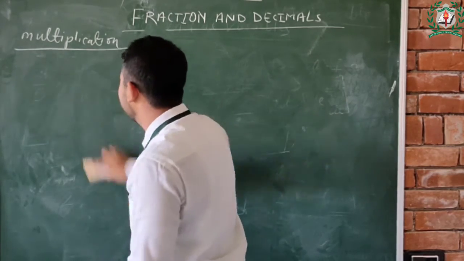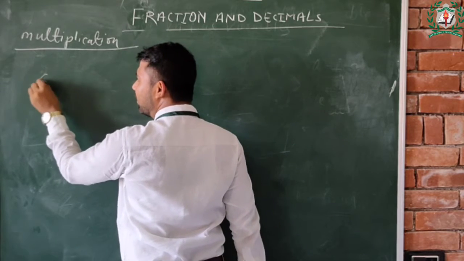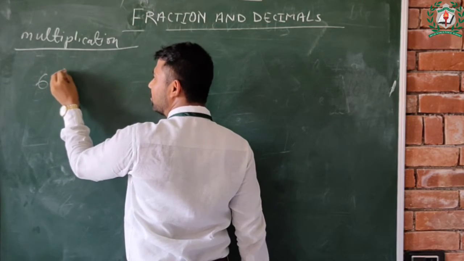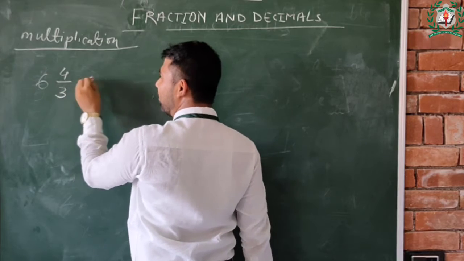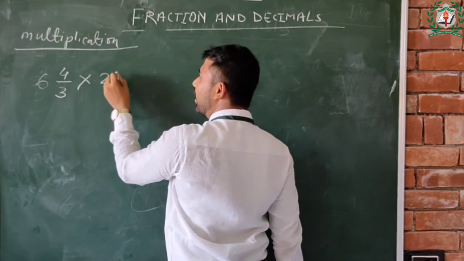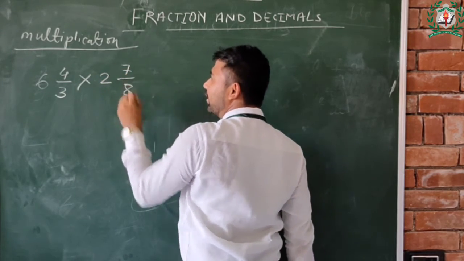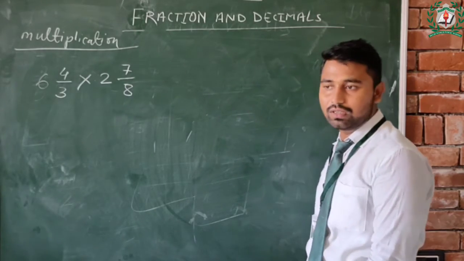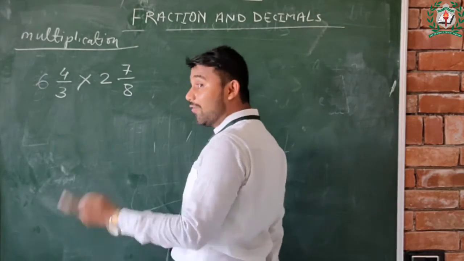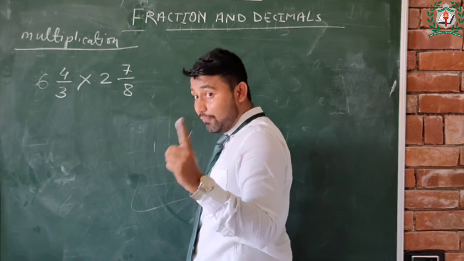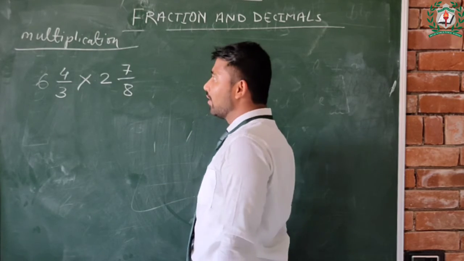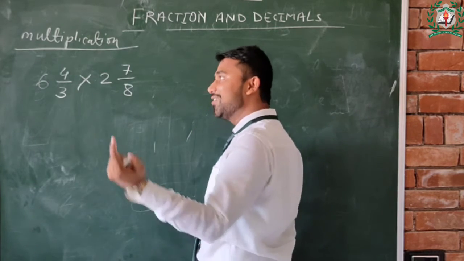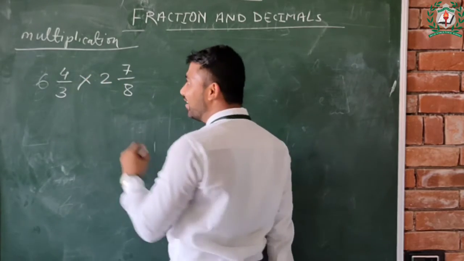If you take 6 times 4 upon 3 into 2 times 7 upon 8, now solve this question. Sir, what will we do? I have told you before. Yes sir, first we have to convert it into normal fractions.